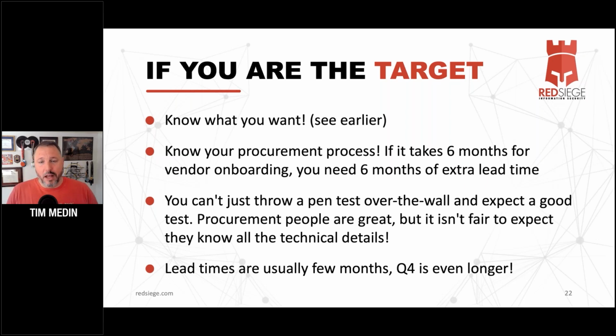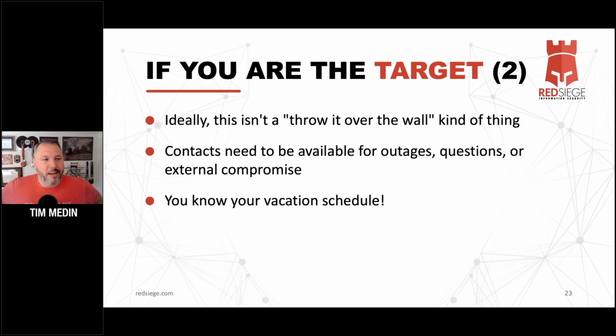I have friends on the Walmart red team, and they can't test in November until I think halfway through January. So if you've got some sort of internal thing that says we have to test this by the end of the year, well, congratulations, you're not, right? So understand your organization to some degree, right? Another thing, this sounds obvious, but when it comes to the contacts, know your vacation schedule.